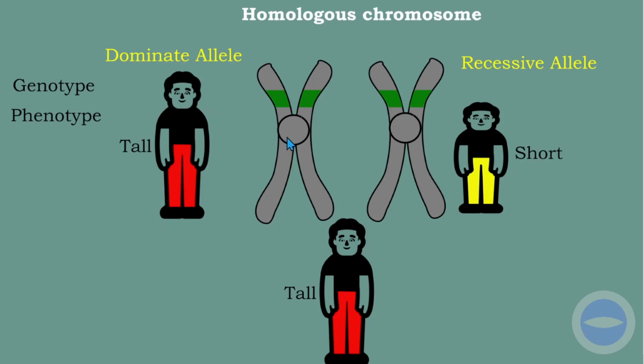For example, here we have this guy who is tall and this guy who is short. For genotype in this situation, we will write T, which is dominating, and for short we write small letter t. That means the small t represents short because it's recessive. The dominating one we write as a capital letter.